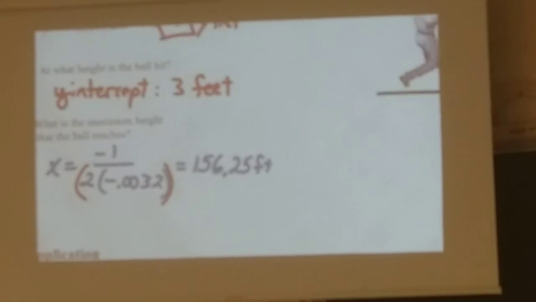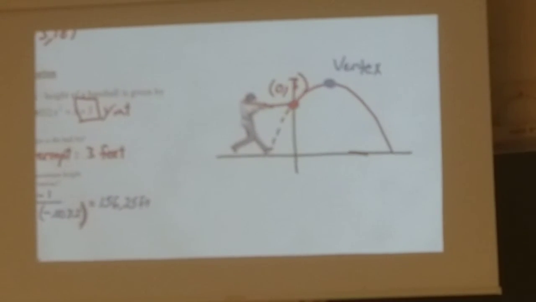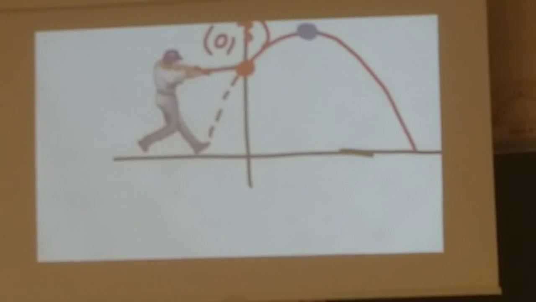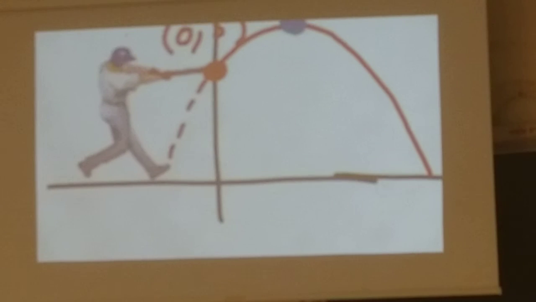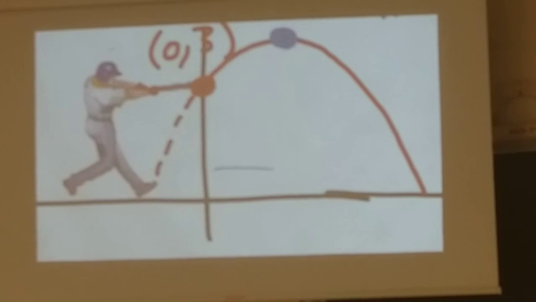Now, what I really want to make sure you understand is that 156 is not the final answer. Say what? Well, 156 is the x value. 156 would be this distance, the x value to get to the vertex. What we want is this y value. We want this red distance.